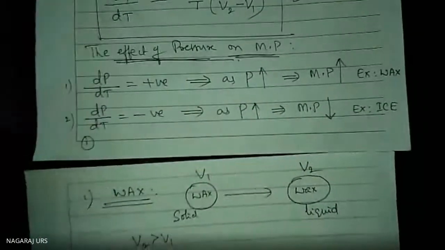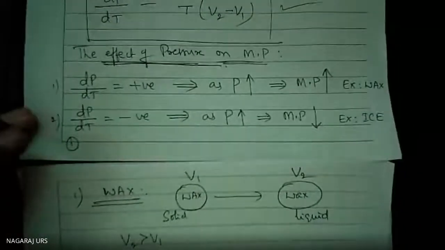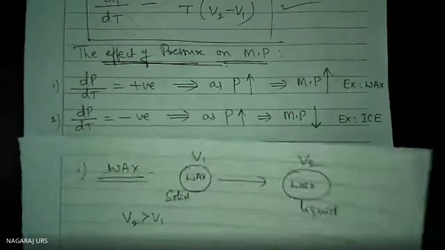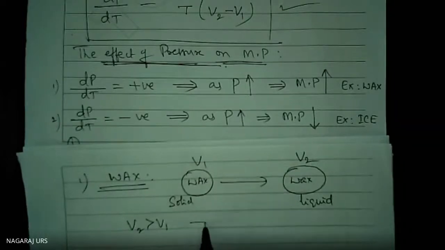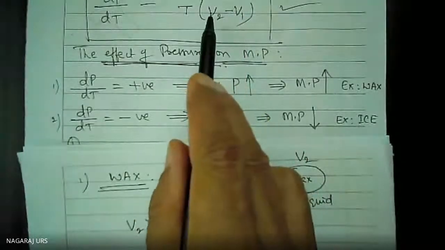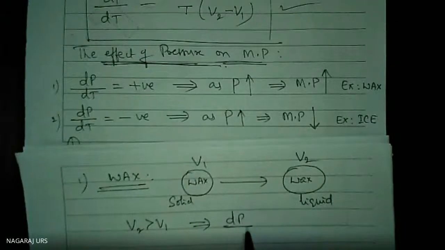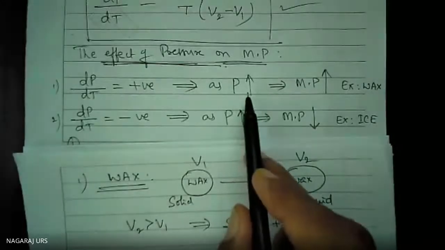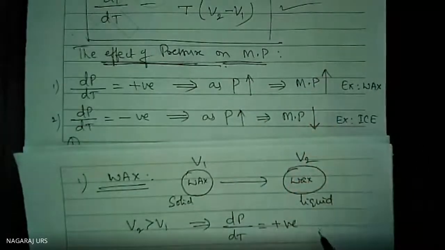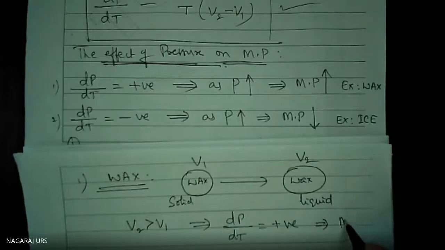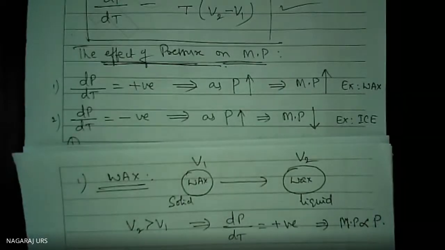I hope you are writing all these concepts. You have to. V2 is greater than V1. The notes I cannot show for all these concepts, I can just give the information, that's all. As V2 is greater than V1 here, dP by dt is positive. As dP by dt is positive here, as pressure increases, melting point also goes on increasing. Pressure and melting point are directly proportional to each other. As the pressure increases, the melting point of the solid also goes on increasing.